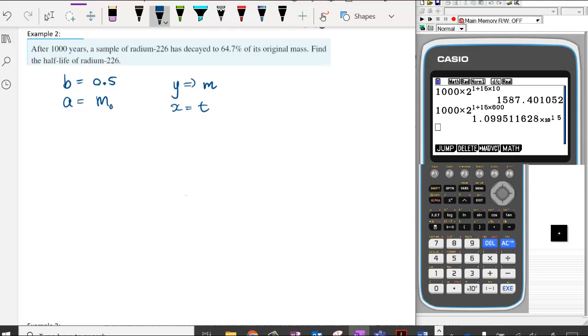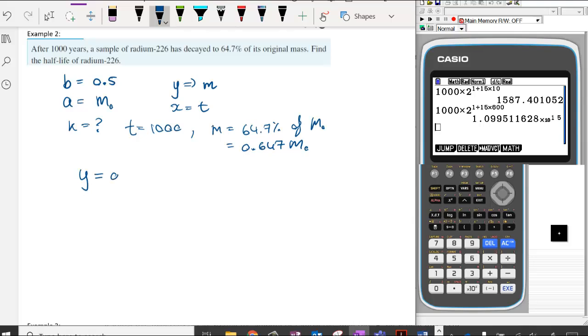Now, in order to find k, we're going to look at after 1,000 years, so when t is equal to 1,000, m is equal to 64.7% of the original, which means it's 0.647 m0. Okay, so we've got everything we need.